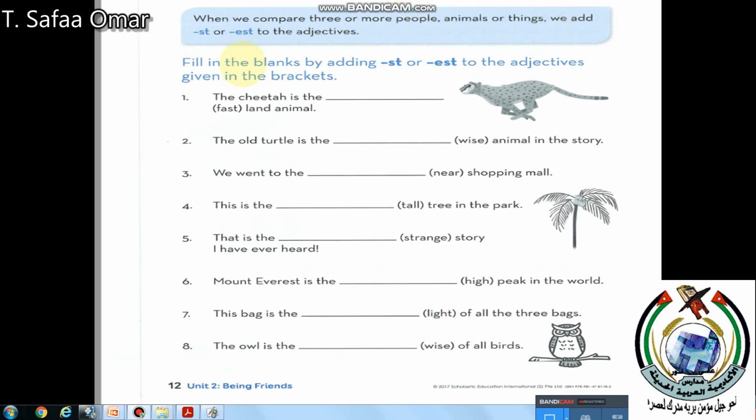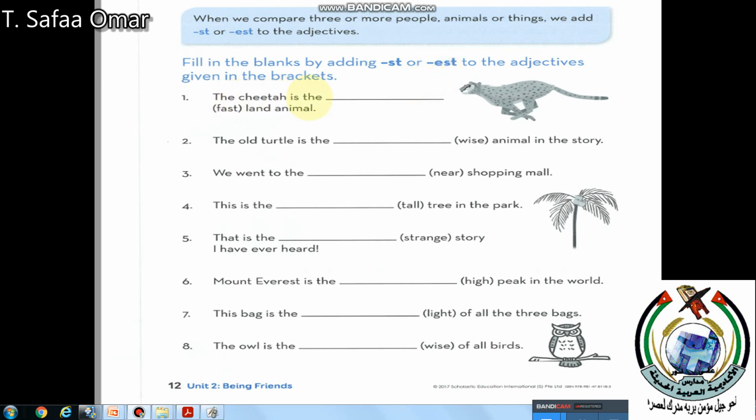Okay, now go to your workbook, page number 12. Fill in the blanks with ST or EST. We said that we use ST or EST to compare between more than three things.